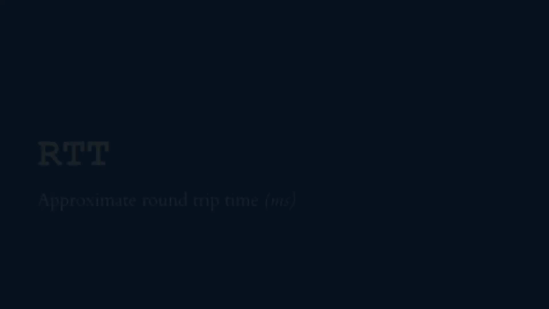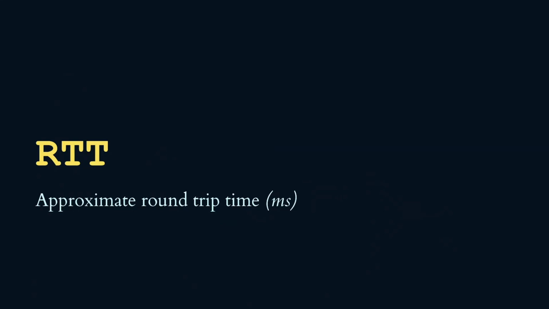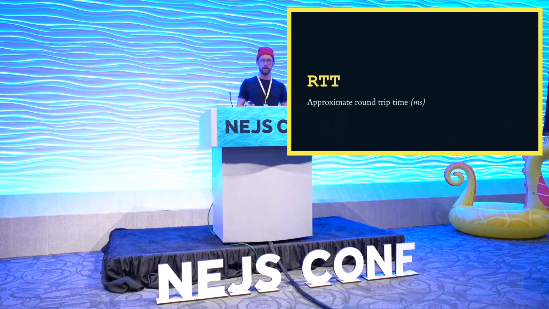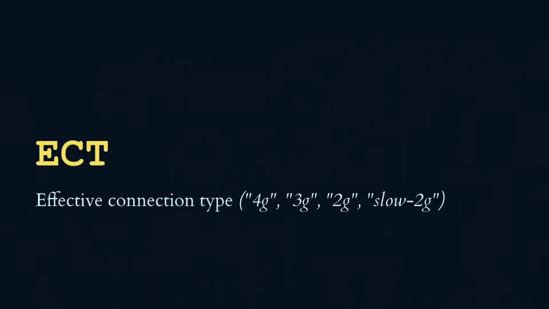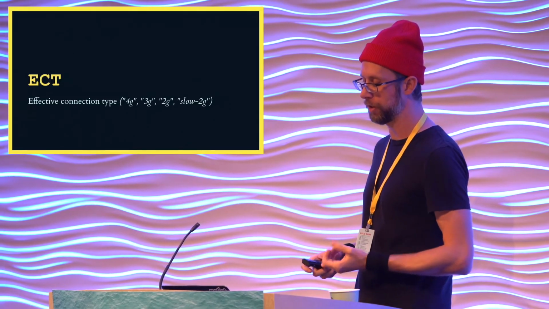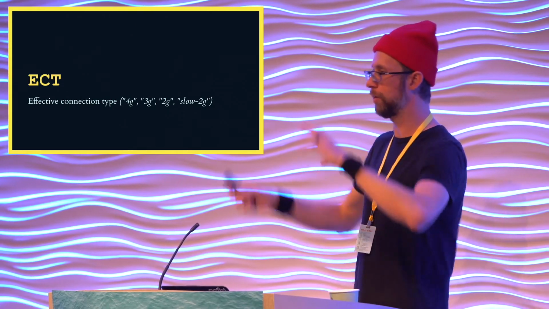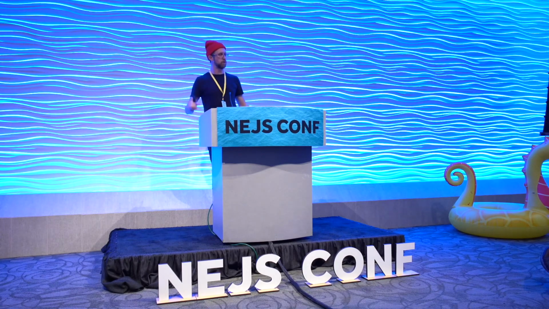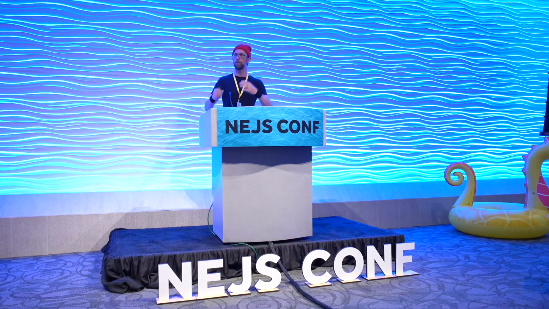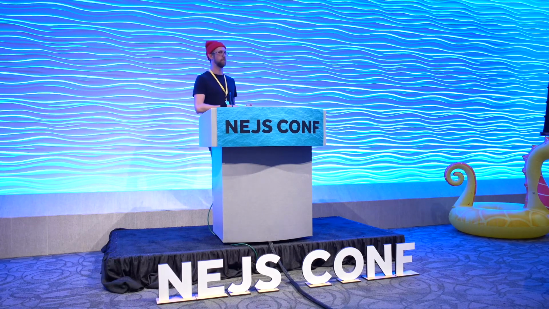The first is RTT, or round trip time, which is the approximate latency of a user's connection in milliseconds. Downlink is the approximate downstream bandwidth in kilobits per second. And the next is ECT, or effective connection type, which is an enumerated string that categorizes the user's connection based on both the RTT and downlink hints. It tries to coarsely categorize a user's connection into very coarse buckets: 4G, 3G, 2G, that sort of thing. These hints really help us to understand people and what their situation is like. And that can help us tailor experiences so that we send less stuff to those on slow connections.